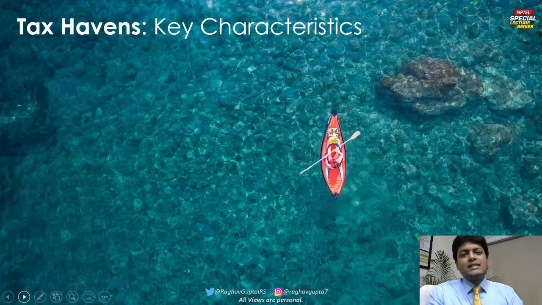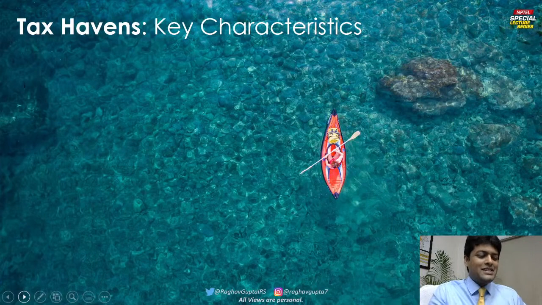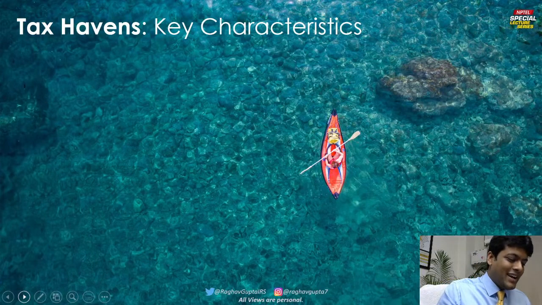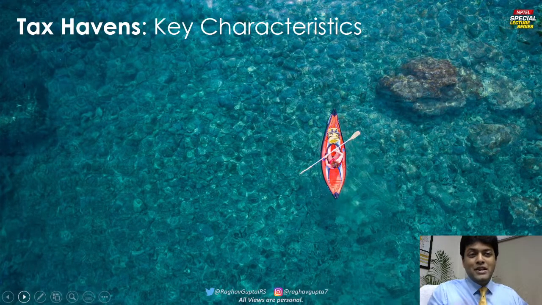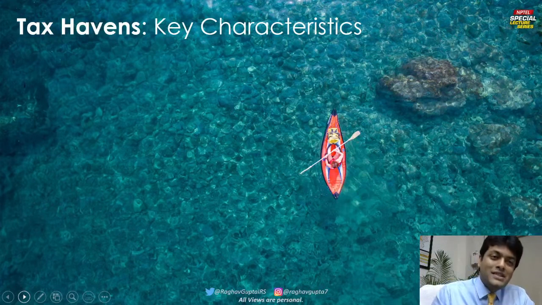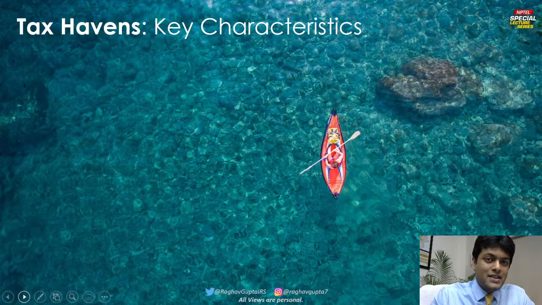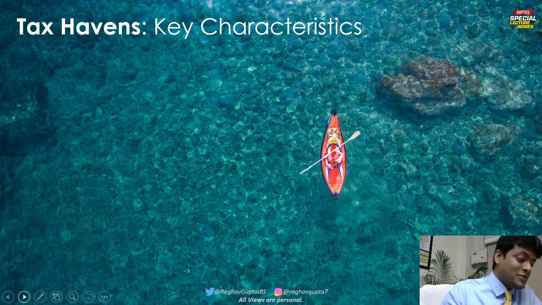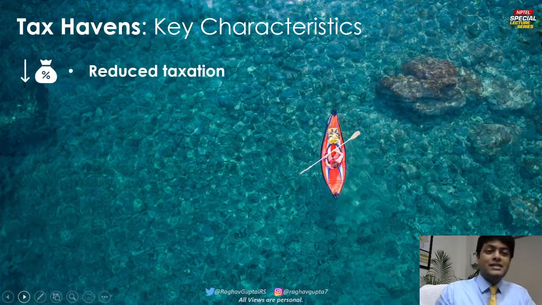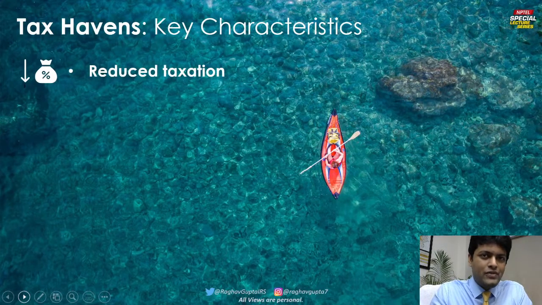The next we look at is tax havens. And tax havens are typically very interesting looking jurisdictions. Many of these are countries which have fantastic beaches. They are amazing tourist destinations, but they have this dark secret hiding behind them. And we look at certain characteristics of what they are. The first one is reduced taxation. These jurisdictions typically have very low or almost zero tax rates.